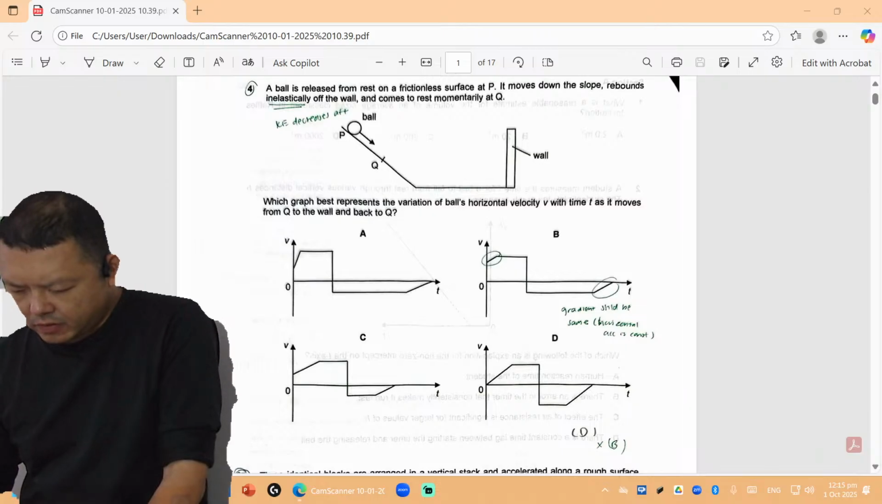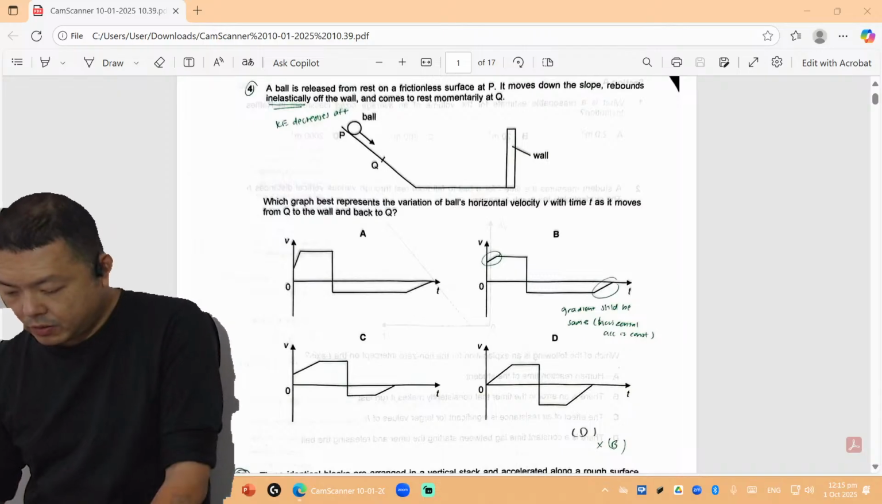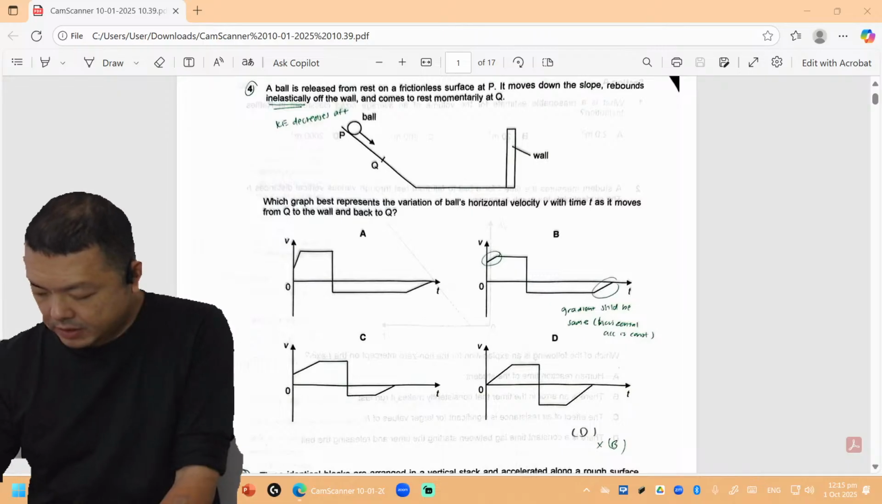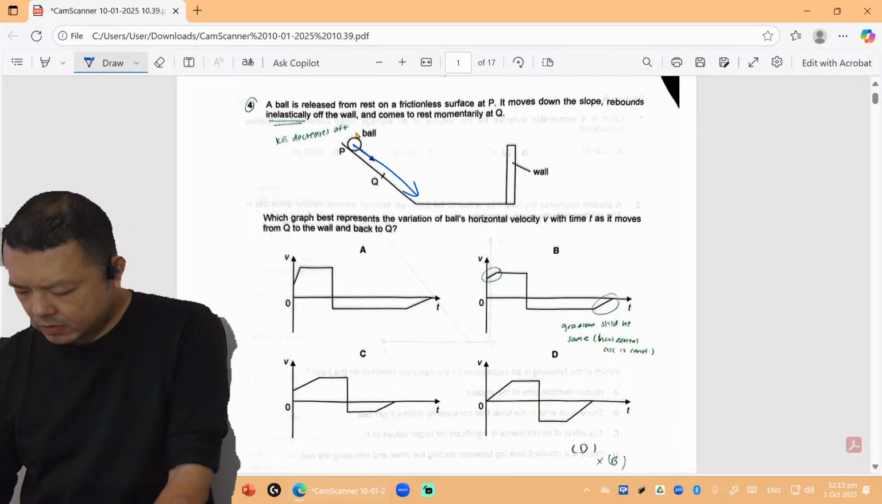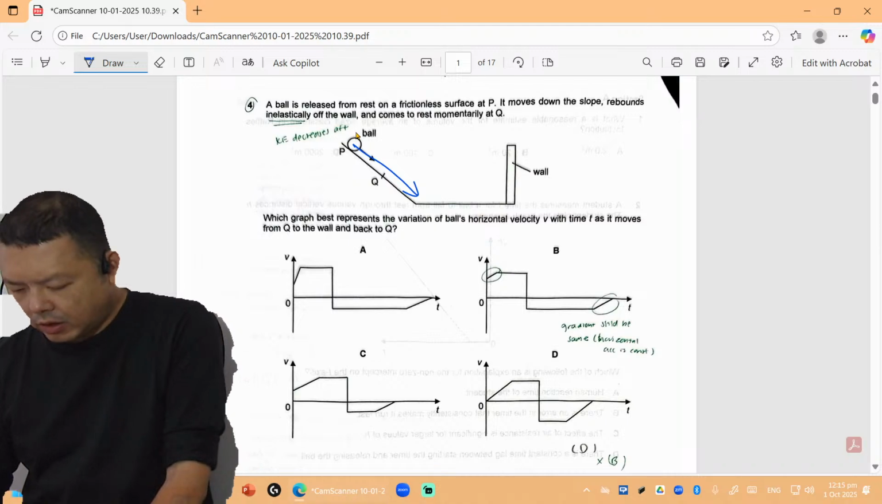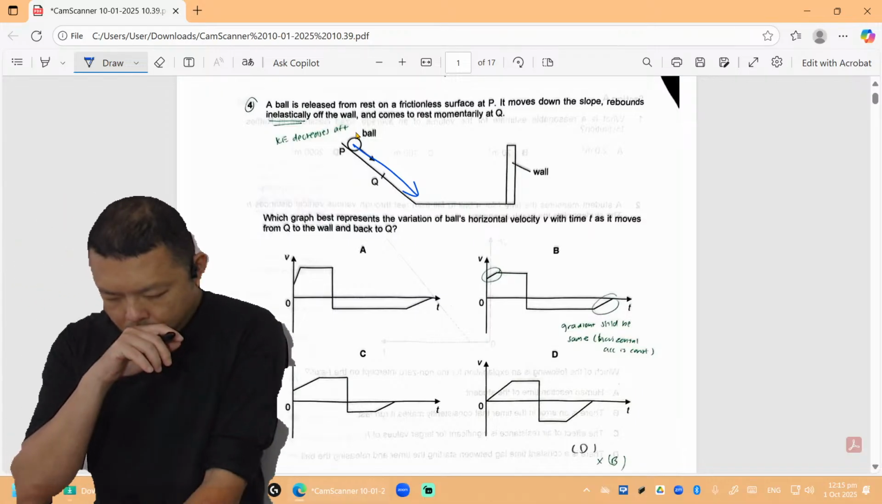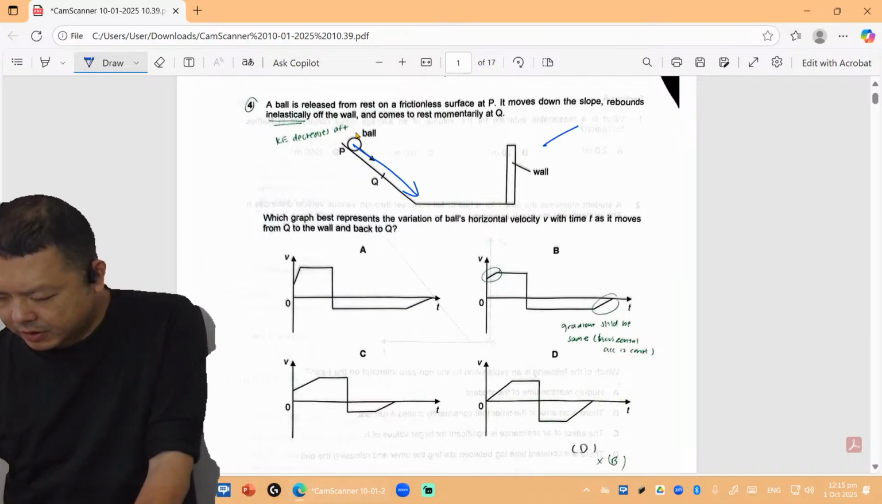So it's a frictionless surface at P, rebounds inelastically, and then comes to rest momentarily at Q as it moves from the Q. Okay, all right. So what's going to happen here first? Like the first part here. It's going to accelerate. Actually, all the options are the same, right? You know that it accelerates, so the velocity goes like this.